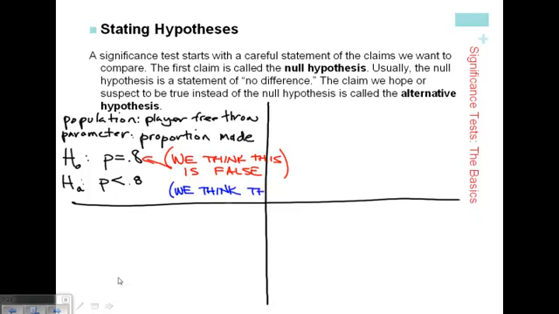Why is blue good and red bad? All right? You think this? We think this true. We're not sure.